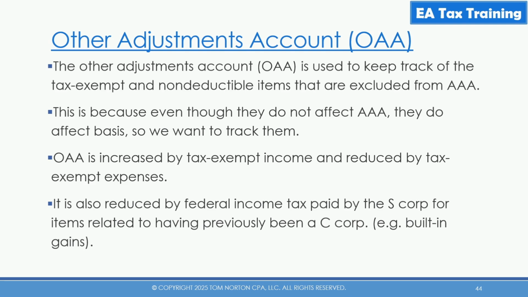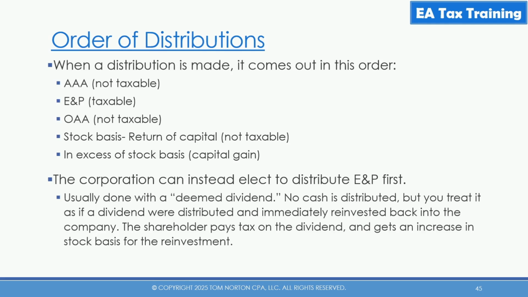OAA is increased by tax-exempt income and reduced by tax-exempt expenses. So we're only going to show in OAA tax-exempt items, both income and expenses. OAA is also reduced by any federal income tax that is paid by the S corporation for items related to when they had been a C corporation, which we're going to be talking about later in this video. But remember, federal income tax is not a deductible expense, so it is consistent that it would be applied to the other adjustments account.